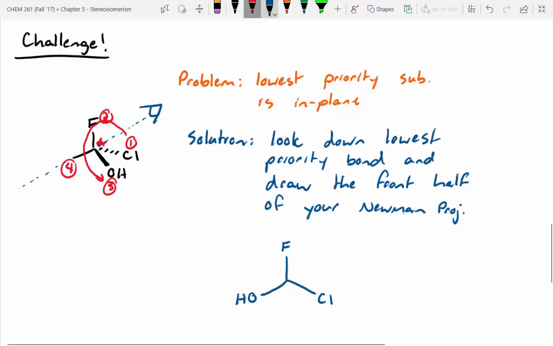We already know the priorities of each of these, so I'd say, all right, chlorine is 1, fluorine is 2, oxygen's 3. We're turning it to the left, so will this stereocenter be an R or an S? S.